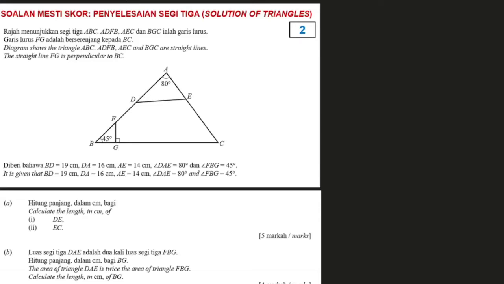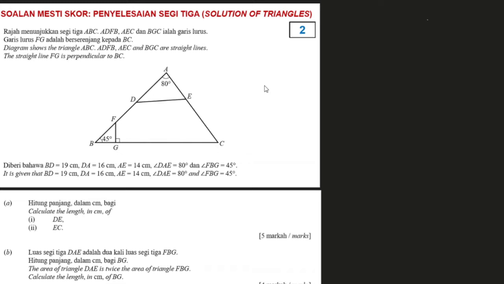Let's start with question 2. Okay, soalan mesti score for solution of triangles. Now this question, when it comes out for section C, is a question that you must score. All right. So we're going to have a look at how we solve this. First, let's understand the question. Let's understand what information they have given us, and then from there we start working on it.